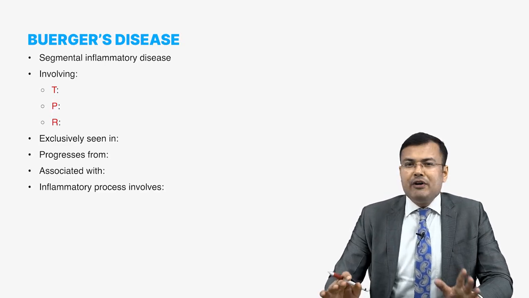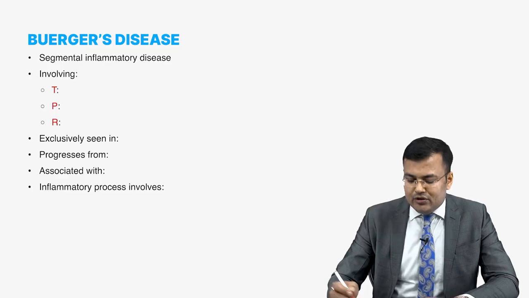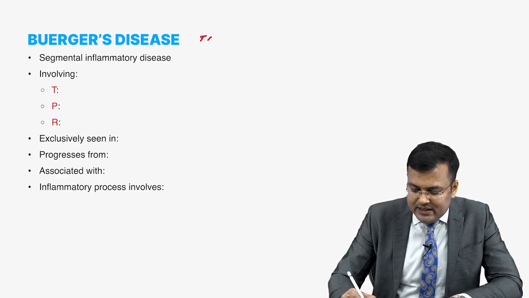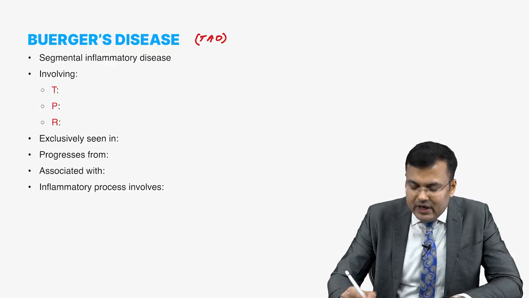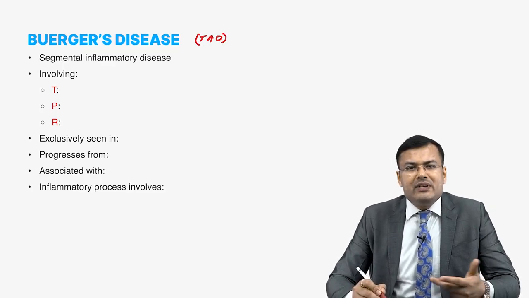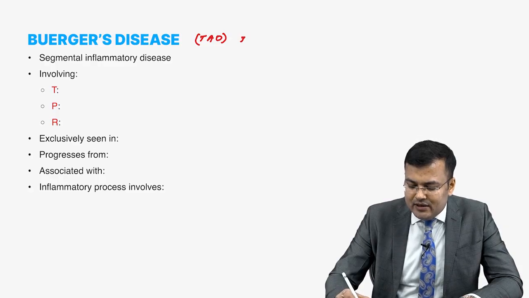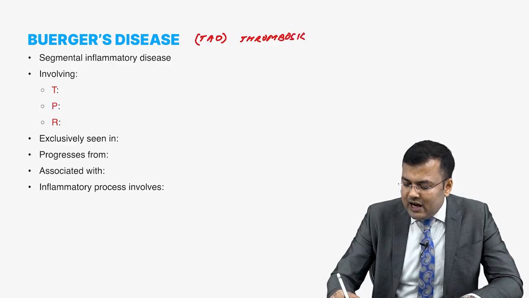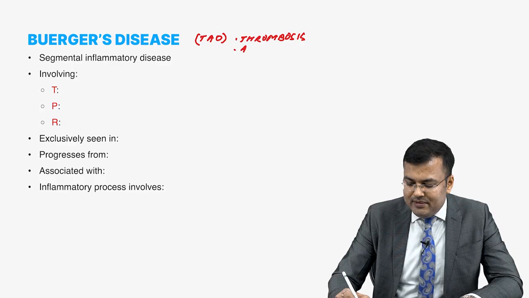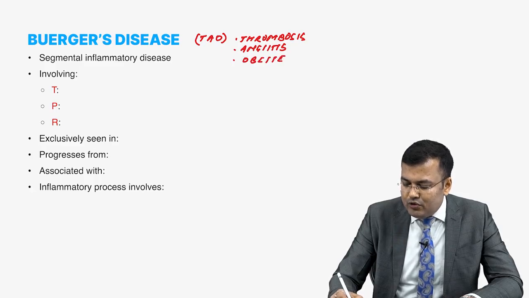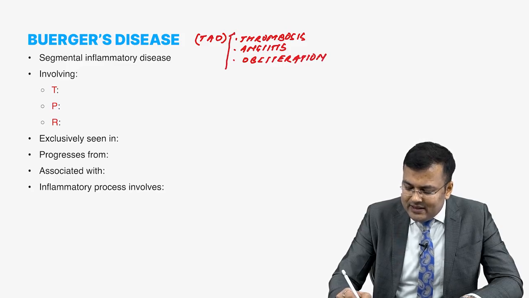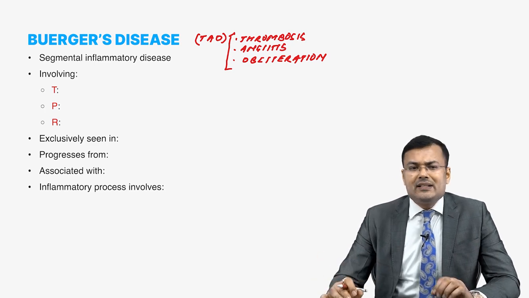Next is Buerger disease. We already discussed the other name. It is also known as TAO, thromboangiitis obliterans. Can you tell me the three components? Thromboangiitis: there is thrombosis. After that, angiitis, which means inflammation of the artery. And finally, there is obliteration, which means occlusion of the vessel. So just break it: thrombosis, angiitis, and obliteration.